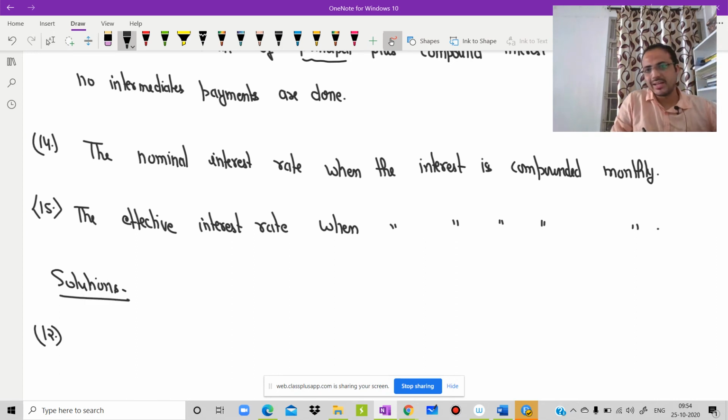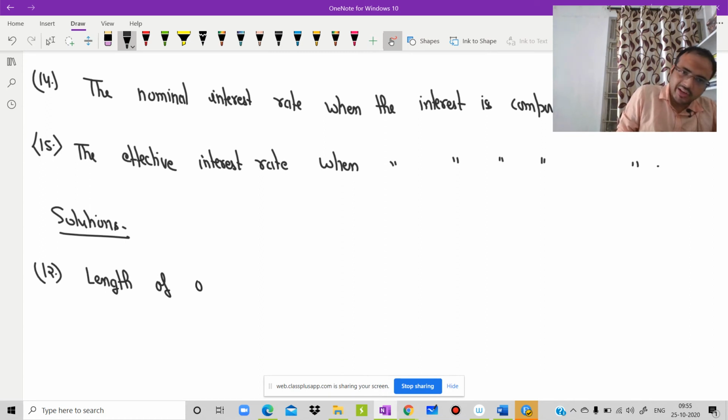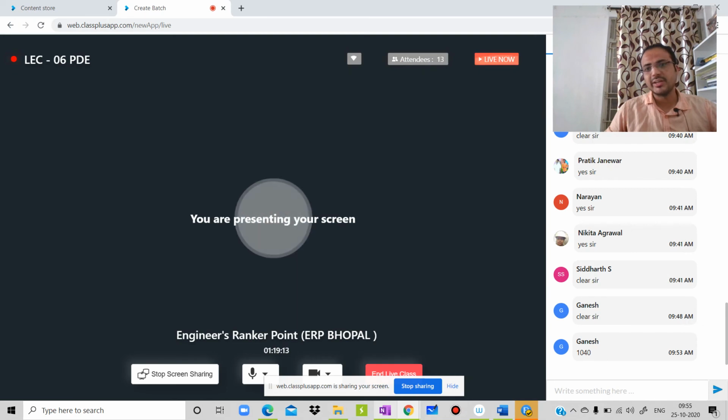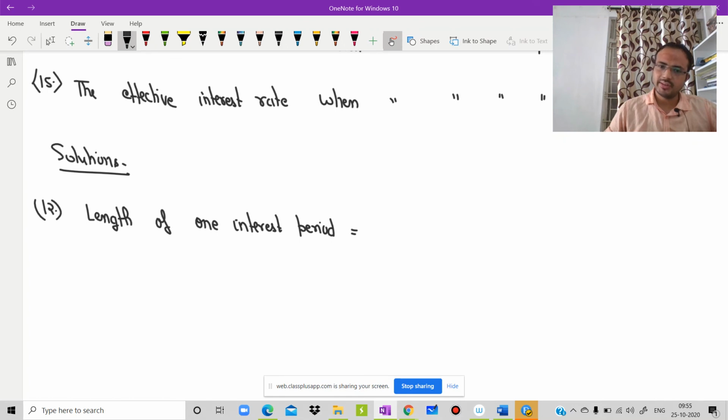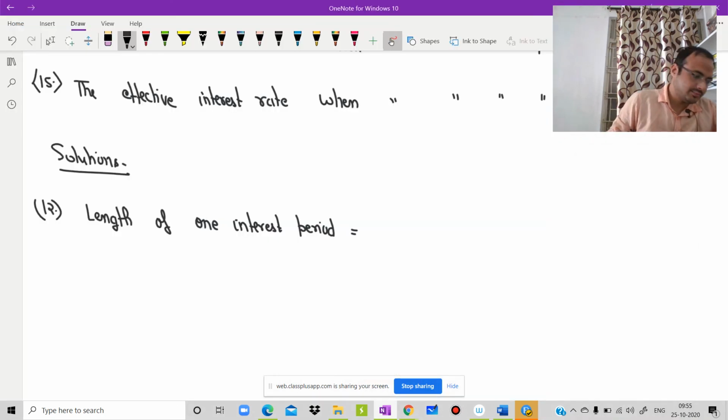First question is of simple interest, then compound interest, then again nominal interest rate, and then effective interest rate. Please tell me the length of one interest period in this question. Siddharth, what is the length of one interest period? Ganesh, I am asking. Very good. That is 1 month.